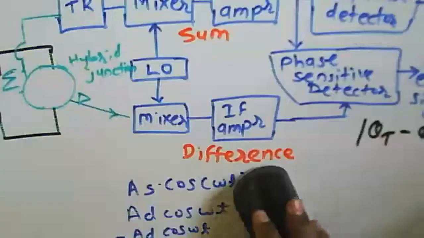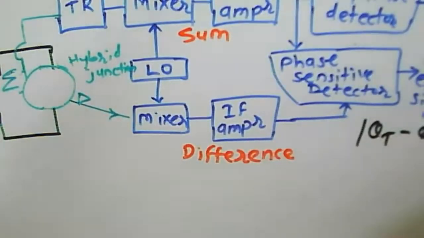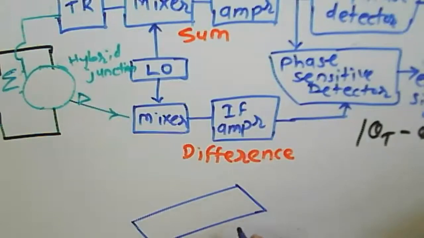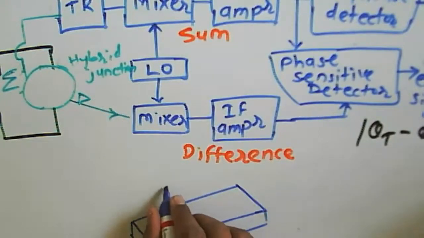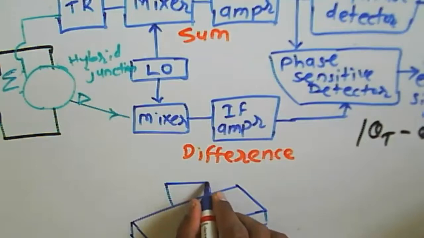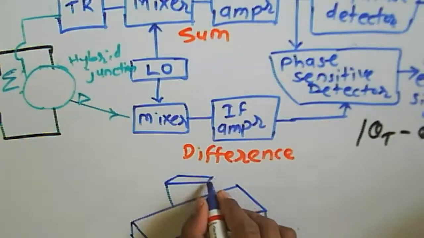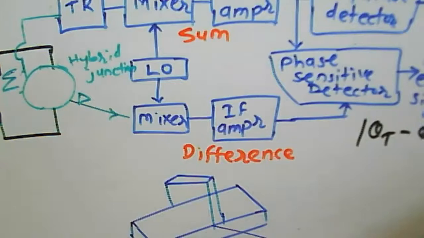But if you consider the case of a hybrid junction, it looks like the magic T that we have seen earlier. In that case, the magic T has a component of electric field as well as magnetic field here. This is the E junction, and this is the H junction. So this is a magic T.